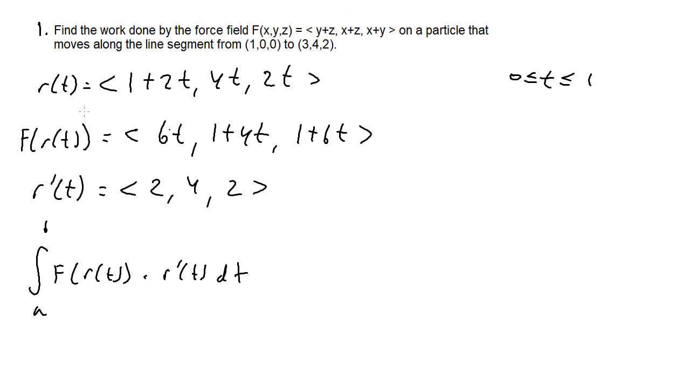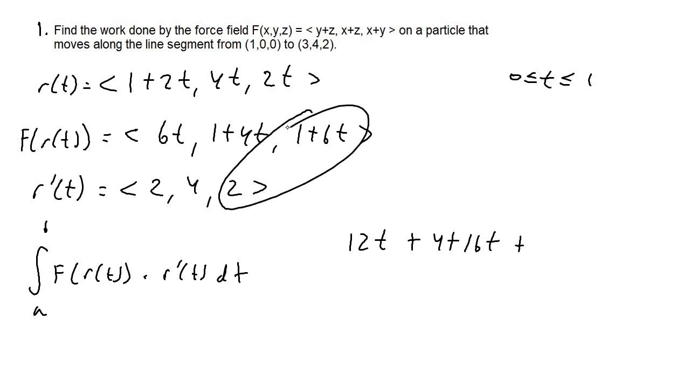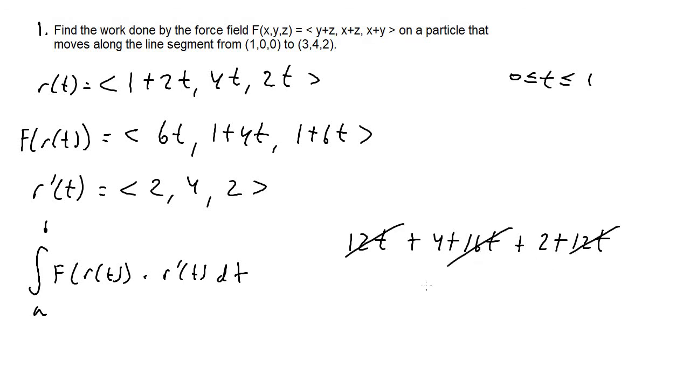If we take the dot product of these two, we multiply similar components. So 6t times 2 is 12t, plus we multiply the y components together. So 1 plus 4t times 4 is 4 plus 16t, plus we multiply the z components together. So we get 2 plus 12t. Now if I simplify that, 12t plus 12t is 24t, 24t plus 16t is 40t. So we get 40t plus 4 plus 2, which is 6.